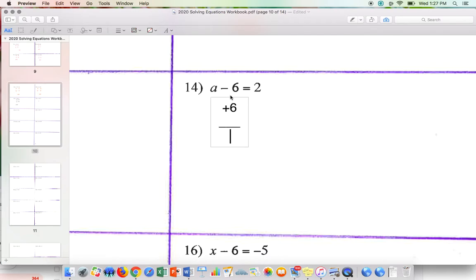Take your calculators. You're going to put in minus 6 plus 6 equals. What will be your answer? 0. Good. Okay, what we do to one side of the equation, we do to the other. So over here we have 2. What are we going to do to the 2?